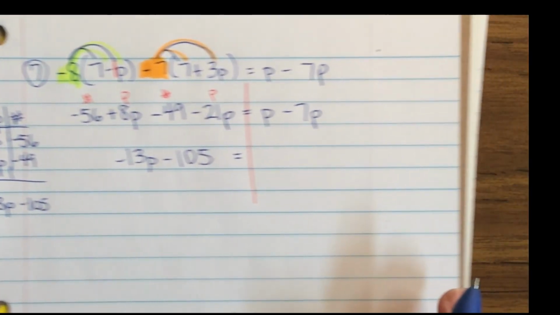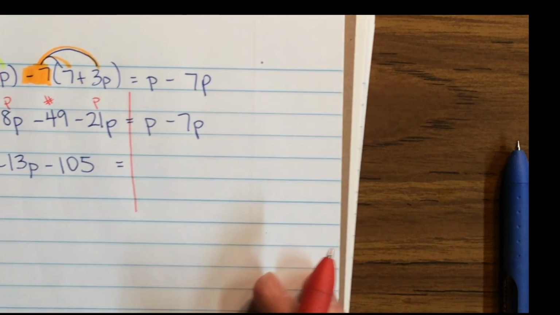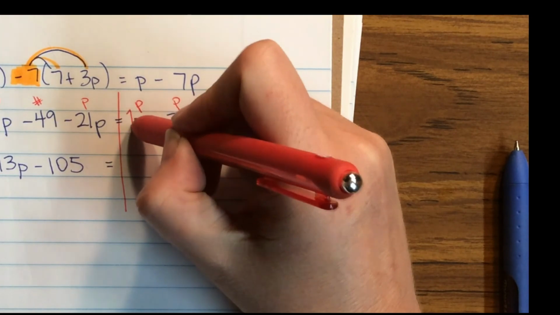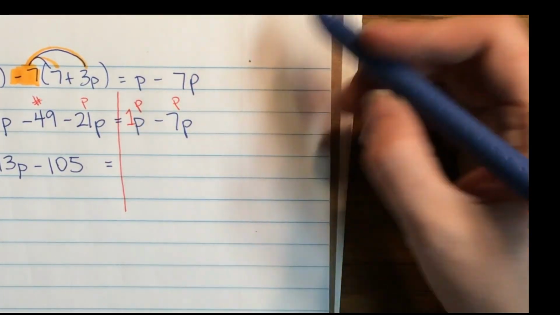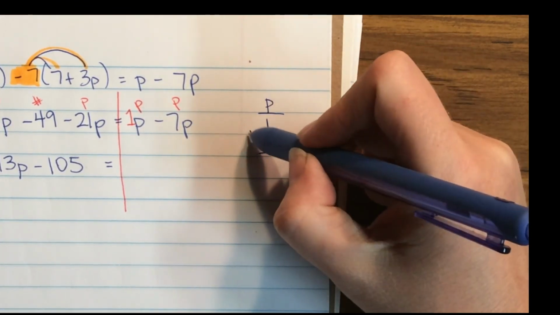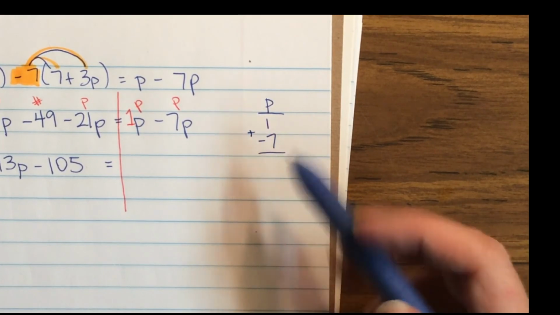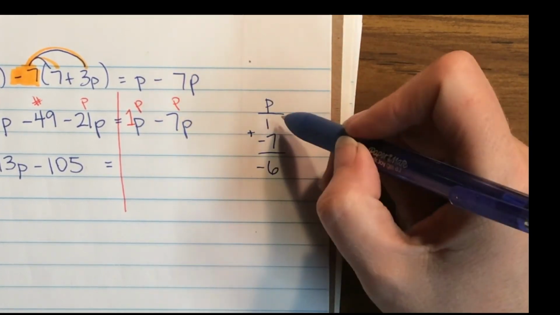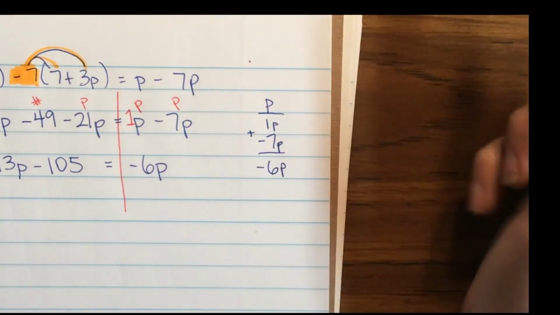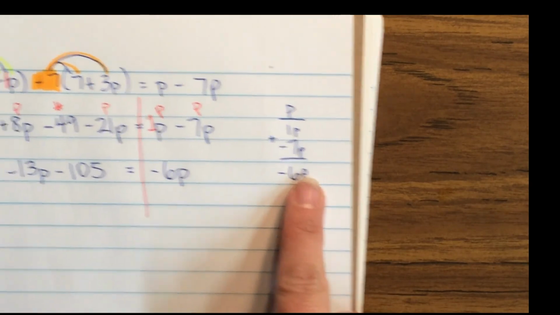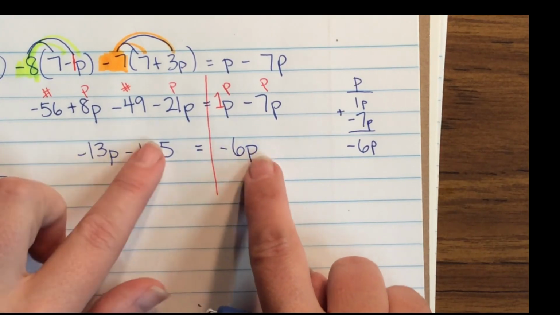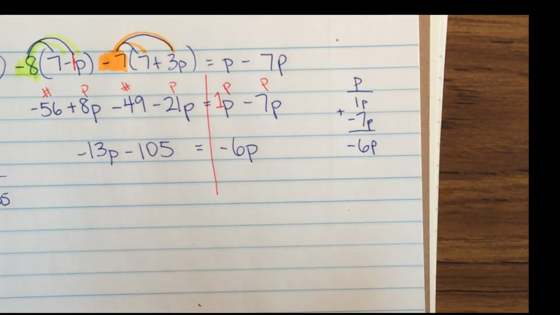Now we got to deal with the other side. So the other side has a p and a p. Well, technically this is a 1p. So all I need to do is just really put those together. So positive 1 and negative 7, I'm going to add those together. So positive 1 plus negative 7 is negative 6. So this side equals negative 6p. Notice that it had its own column chart. Like, I can't put these numbers over here. When they're on separate sides of the equation, you have to have separate charts.